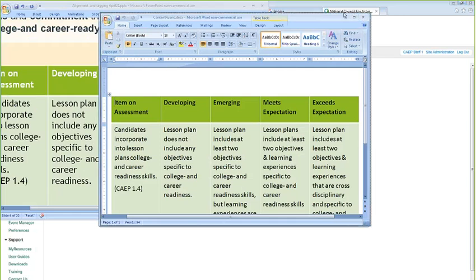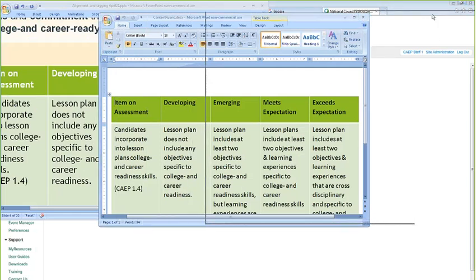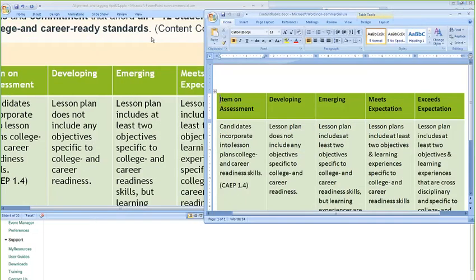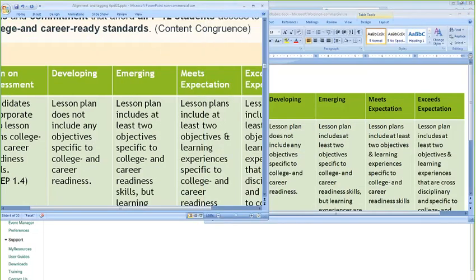All right, and bring it up. That's an exact match of what's in the PowerPoint. Okay, now we'll go back to the PowerPoint and go down to the next slide.